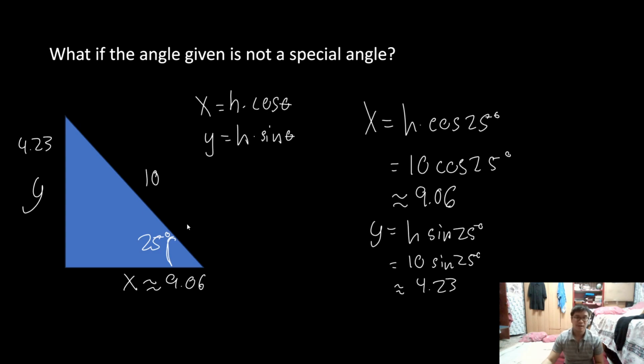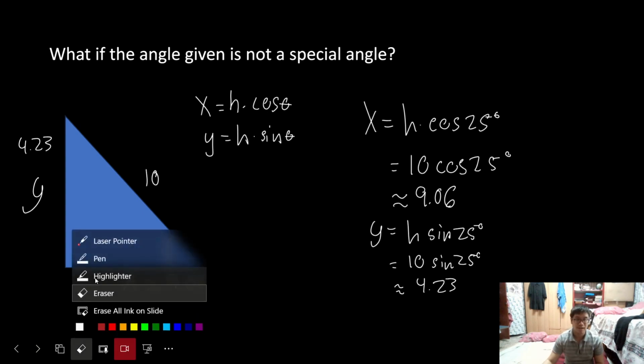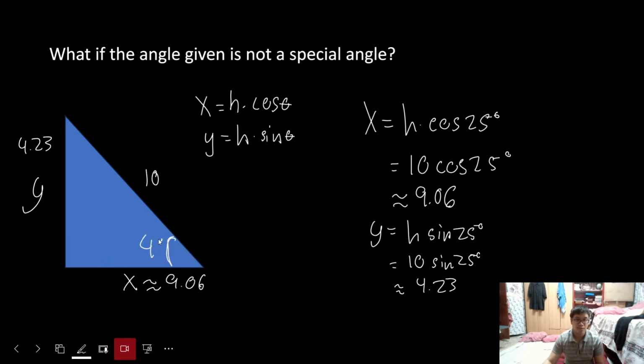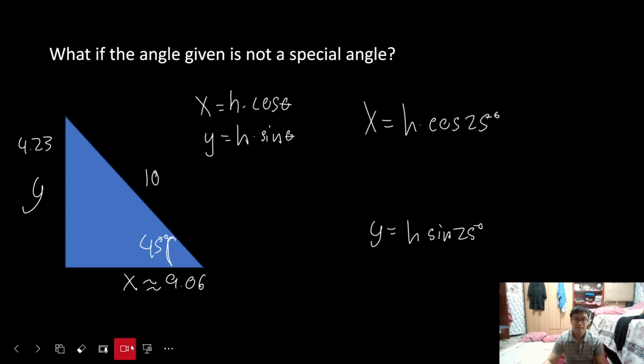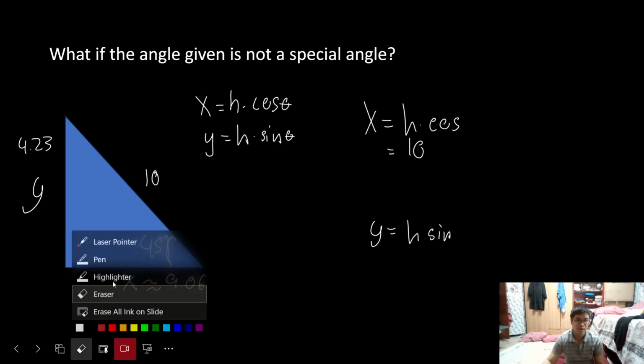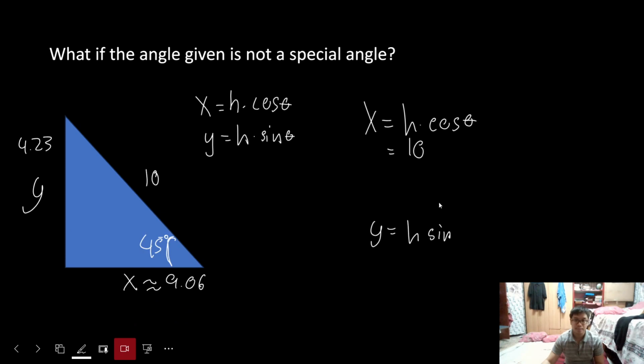Now, let's just say we have a special angle, so that you could understand me very well. What if we use 45 degrees? It's still the same. Use the same formula. So here we have hypotenuse as your 10. Wait, let me just change the angle. Forgive me. The angle here should be 45 degrees. So going back, we have 10 times cosine of 45 degrees.